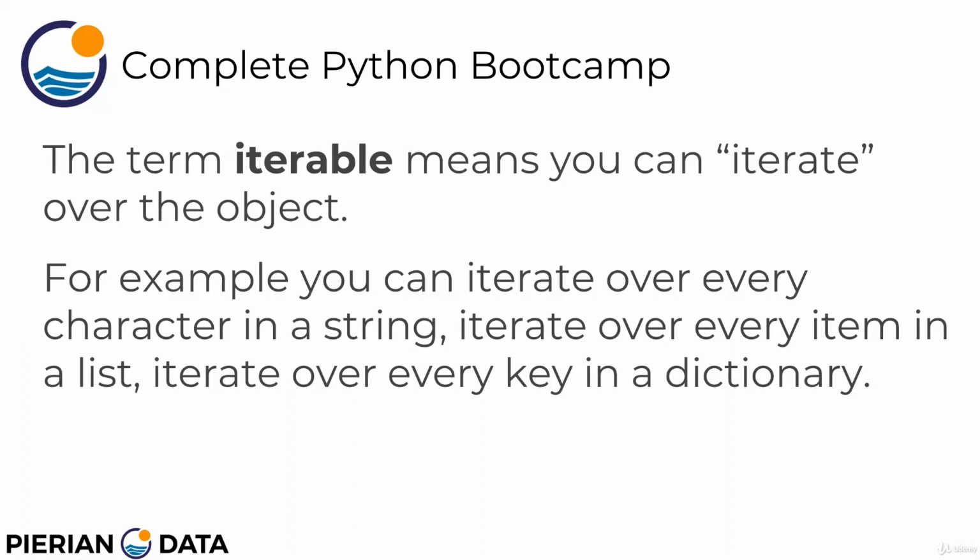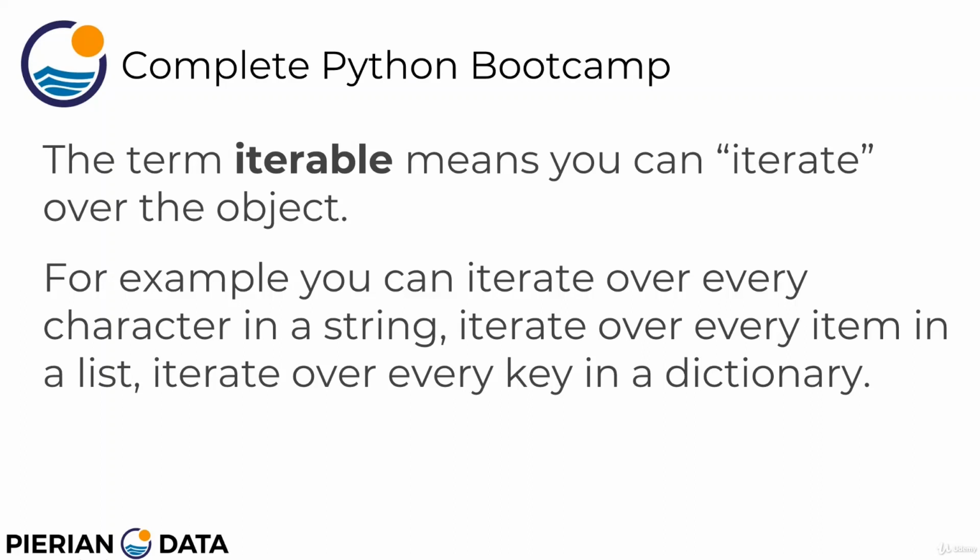You can also iterate over every item in a list. That means the list is iterable. And then you can iterate over every key in a dictionary. So the dictionary itself can also be iterated over. So it's kind of a funny term, but just think of it as a way of going through something.